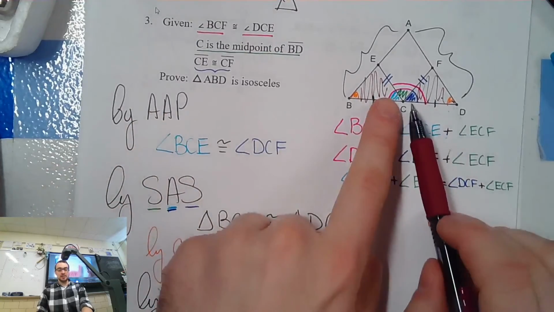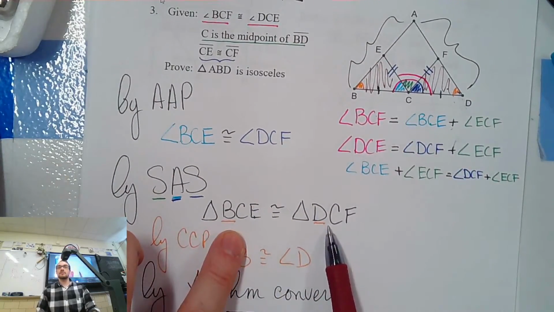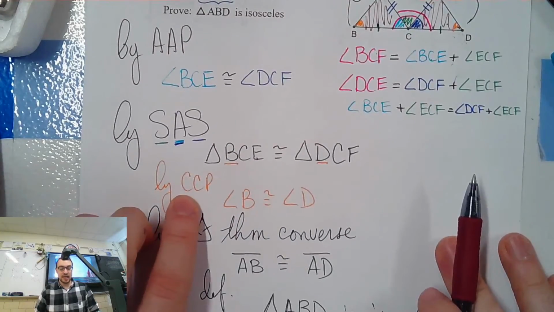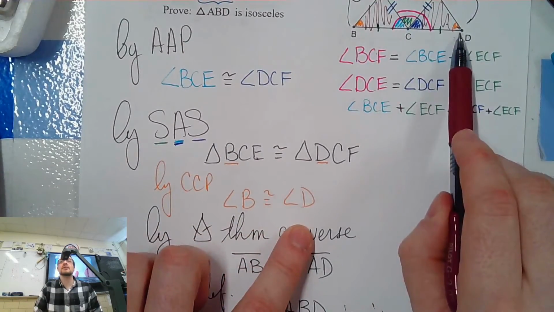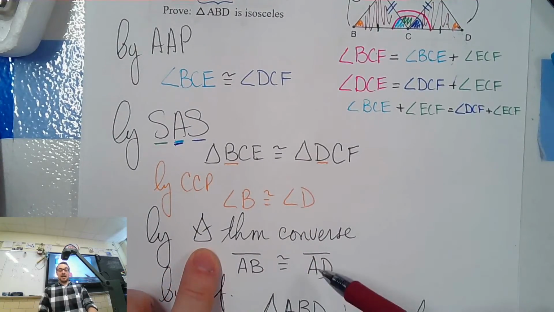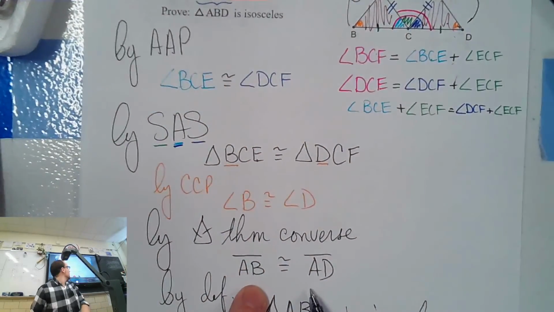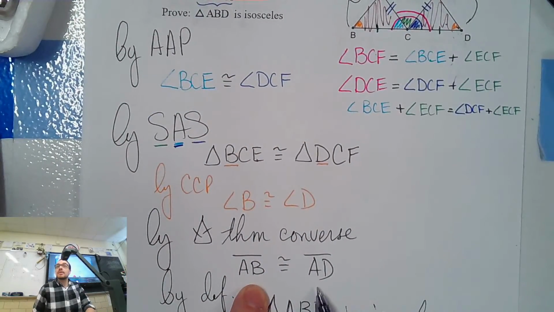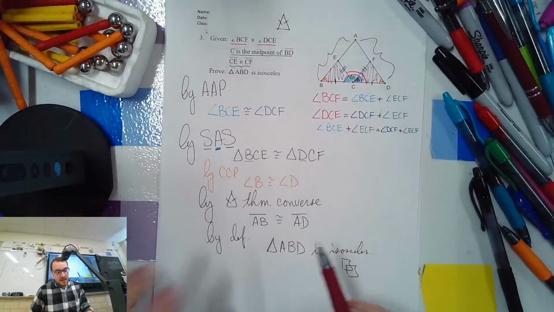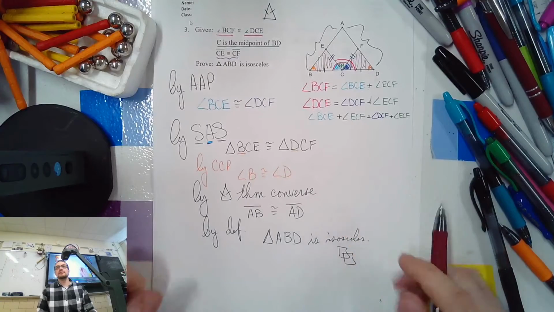Angle addition postulate gets us these. Side angle side says the triangles are congruent. And if the triangles are congruent, I can use CCP to say their angles match up. And then, by the converse of the isosceles triangle theorem, if I have the angles, I have the sides, right? Cool with that? And then by definition, if those two sides are the same, then that's an isosceles triangle.